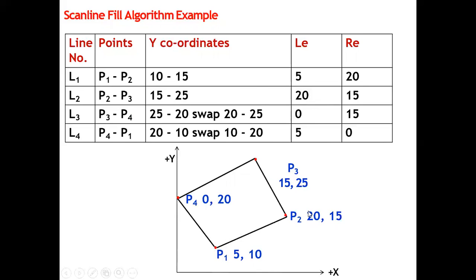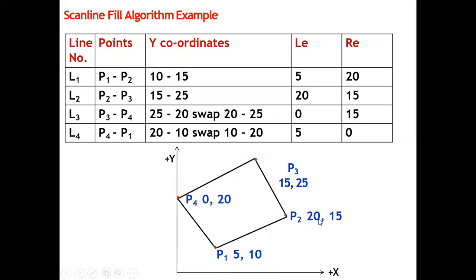That is from left end point 5 to right end point 20. Then come to the line L2, which is formed by using the points P2 and P3. If I take this particular line, I have my y min and y max as 15 and 25, right? So y min to y max, 15, 25. So I need not swap the values.